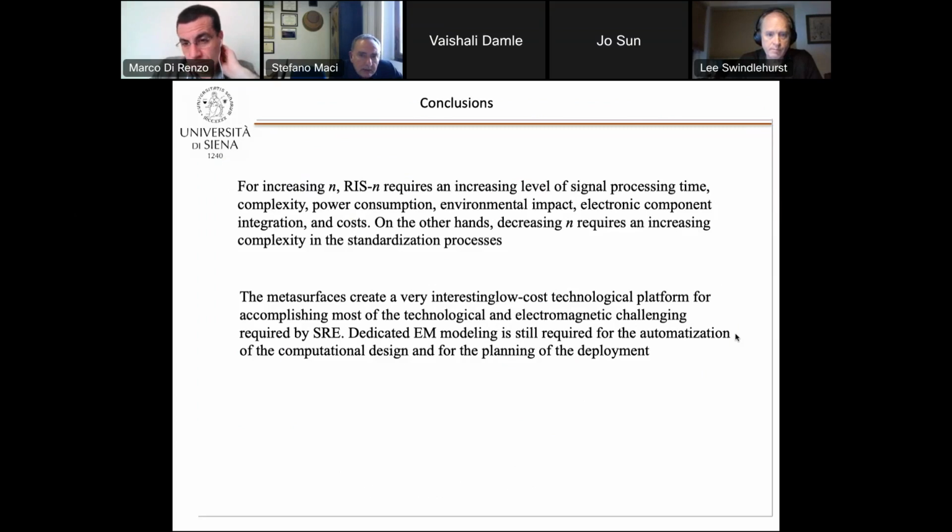And a dedicated electromagnetic model is still required for the automatization of the computational design and for the planning of the deployment.